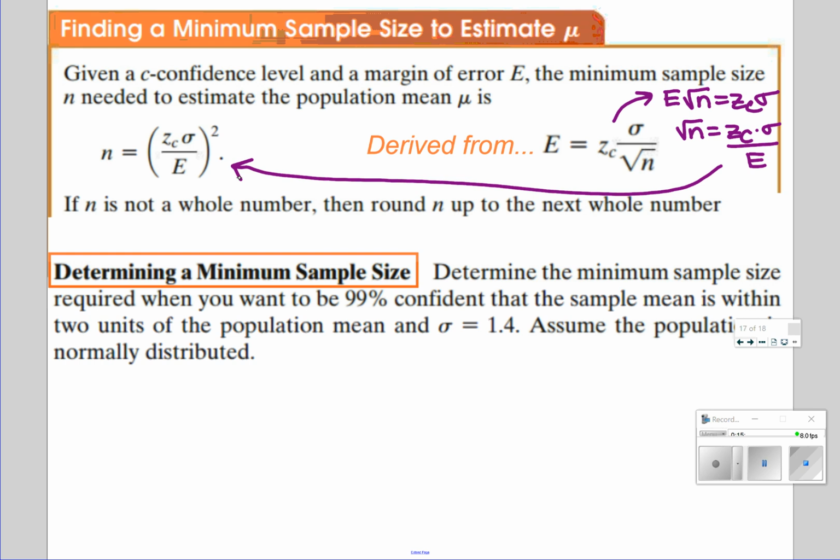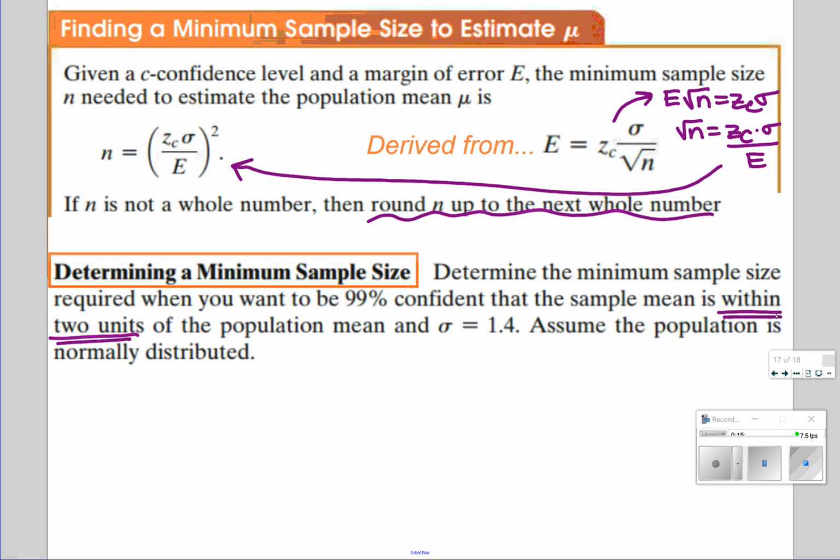Okay, so when you use this formula, it's important to note that you always round up. Whatever you solve for, you're going to, in most cases, get a decimal. You round up. Even if it's 10.0001, you're going to round up to 11 because it's a minimum that we're looking for. And if we round down, we don't have enough. So an example here, we want to determine the minimum sample size required if you want to be 99% confident that a sample mean is within 2 units of the population.